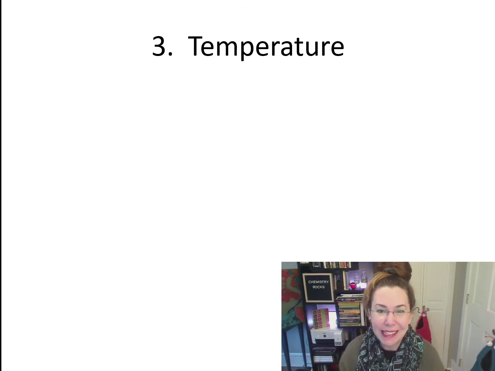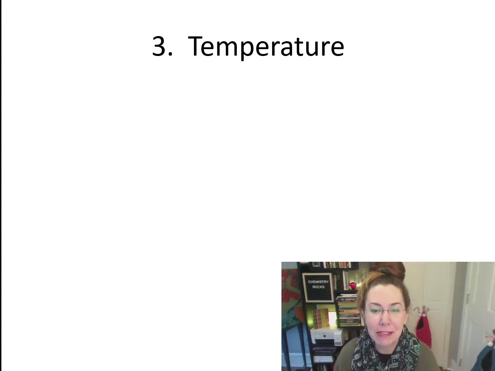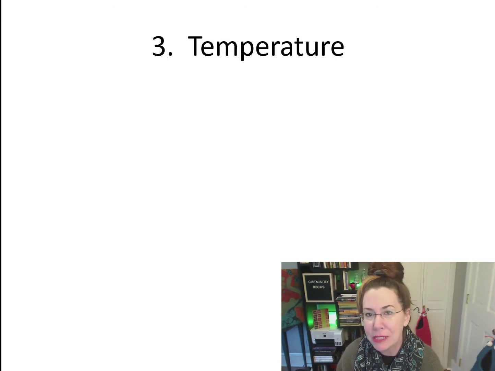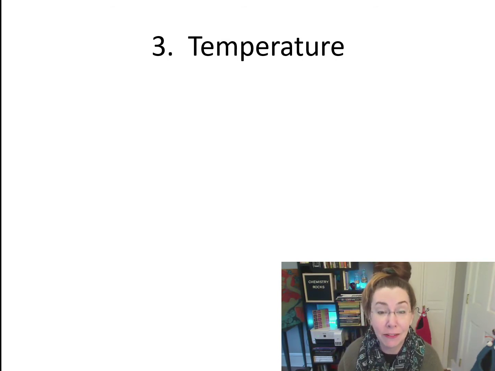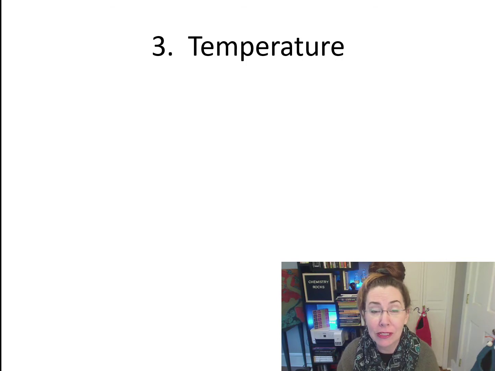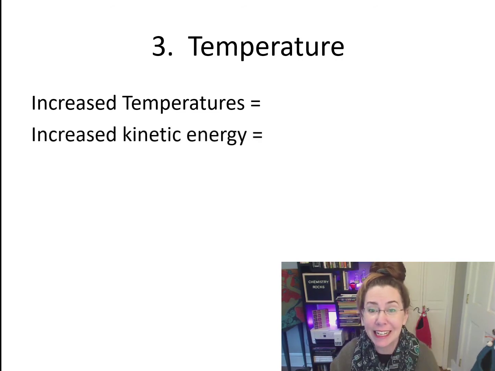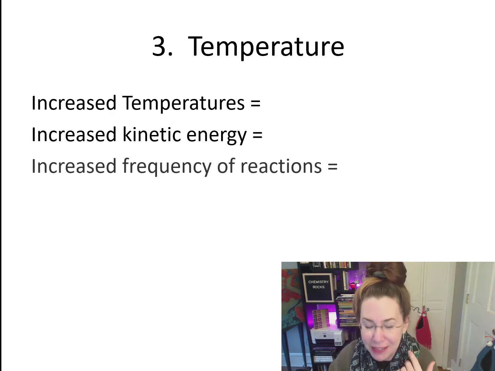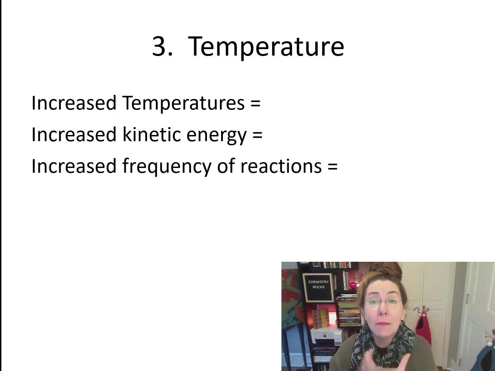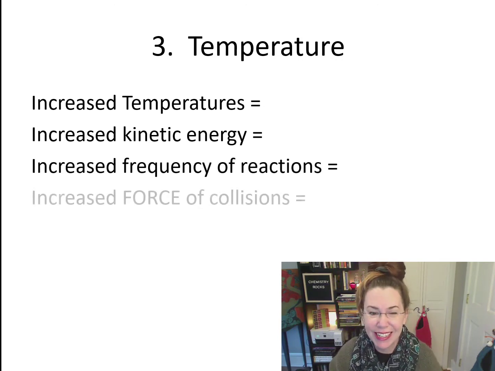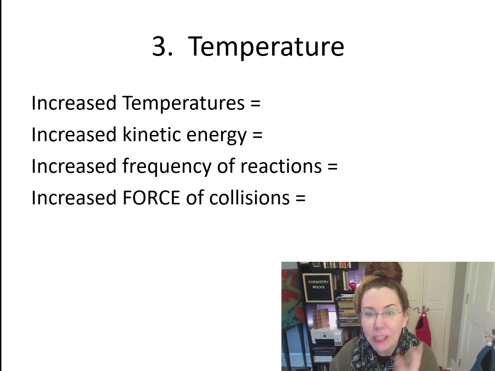And this should make sense too, knowing what we know about temperature at this point. Remember, temperature is the measurement of the average kinetic energy of a system's particles. So if this is true, then when we increase the temperature, those particles are going to have increased kinetic energy, which means we're going to have an increased frequency of reactions because they're moving faster. This increases also their force of collision.